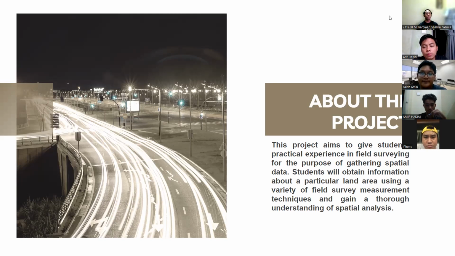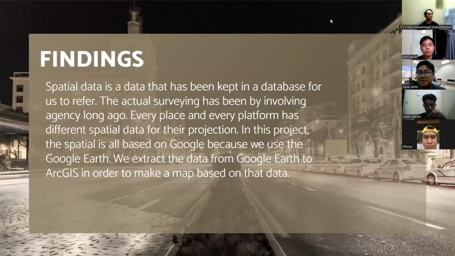Spatial data is the data that we keep in the database. So we refer to the spatial data and make something useful out of it. For this project, we make a simple map using the spatial data from Google Earth, and we use the ArcGIS software to make a map out of the Google Earth data.